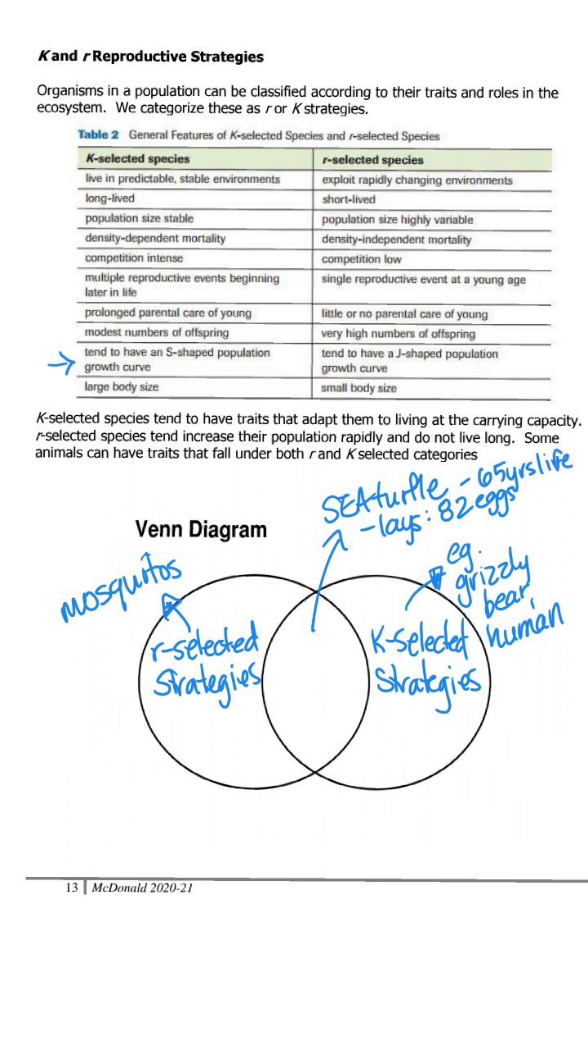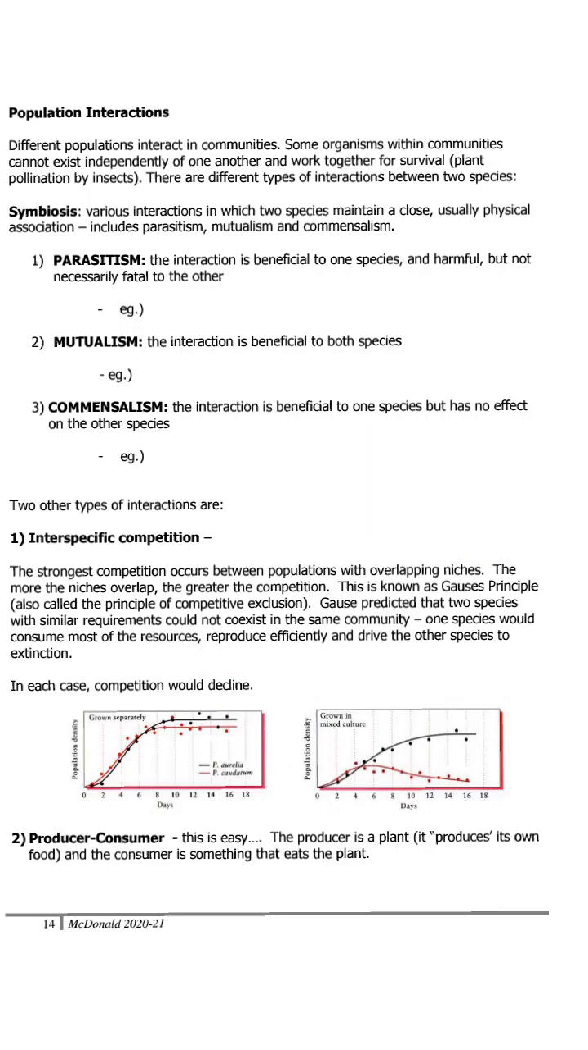So they have a K-selected trait of having a long life, but a highly fertile sort of reproduction rate. So there are some that can sit in the middle when we're talking about that.